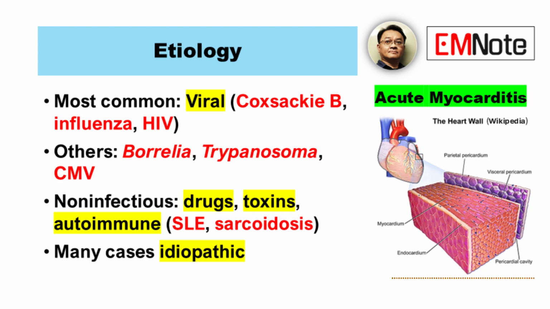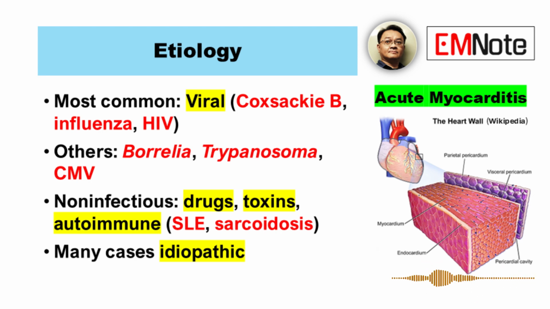What are the typical causes of this condition? In developed countries, viral infections are the most common cause. Group B Coxsackie virus is the most frequently identified pathogen. Other culprits include influenza, adenovirus, herpes simplex, and HIV.